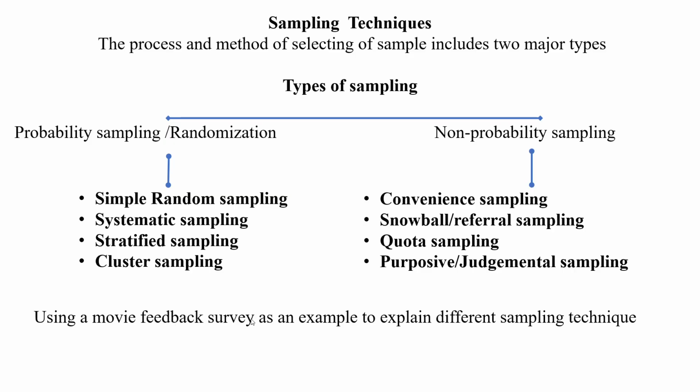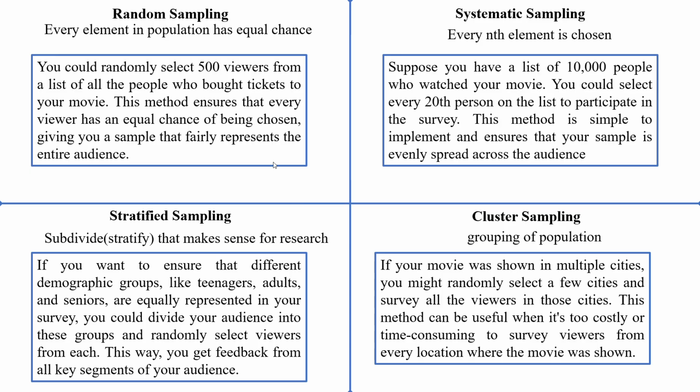We'll use a movie feedback survey as an example to understand all these sampling techniques, which will be easier. So the first will be the probability sampling method. The first will be the random sampling method.